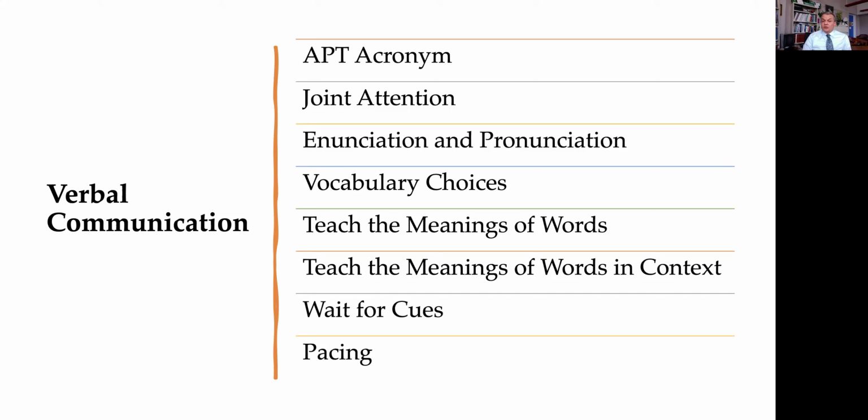I also want to make sure that part of our communication is that I have joint attention with my student. And for a student with autism, that doesn't always mean eye contact. It may mean sitting quietly. It may mean making eye contact. It may also mean turning their head so that I know they're listening.